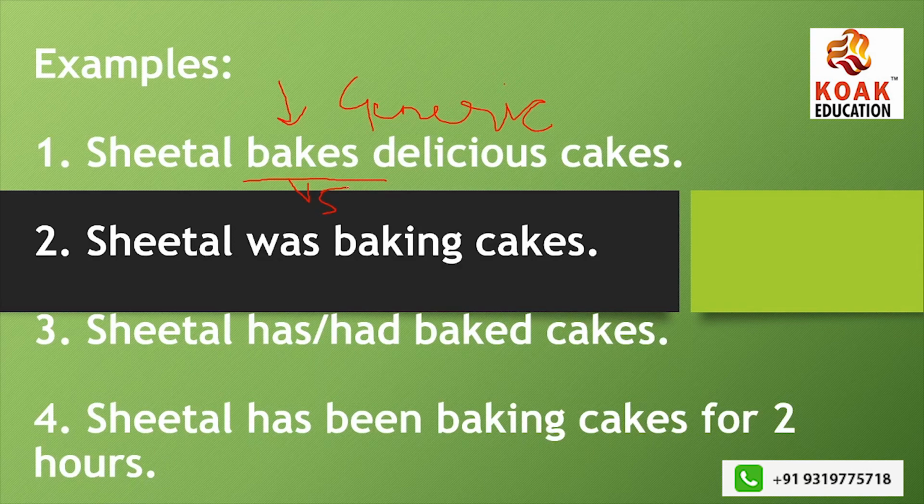Second sentence says Sheetal was baking cakes. Now, what do I understand by Sheetal was baking cakes? I'm using past plus ing, which means I'm talking about past continuous. See, people who cannot judge the tense, they can break it. Was is for past, ing is for continuity. So this is past continuous tense. So Sheetal was baking cakes is telling us about an action that was in continuation at some point in past.